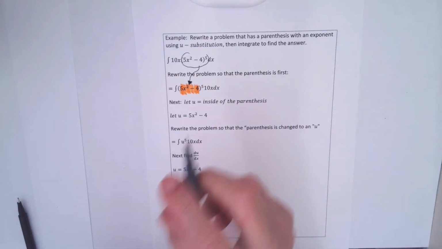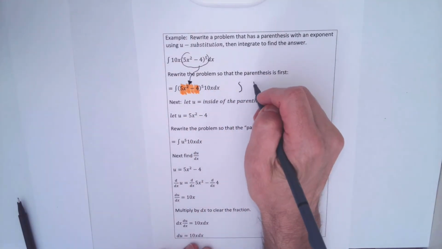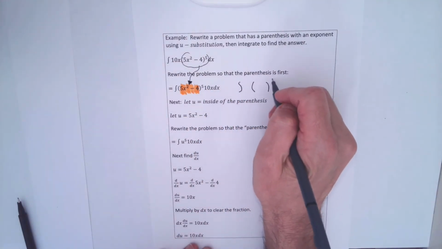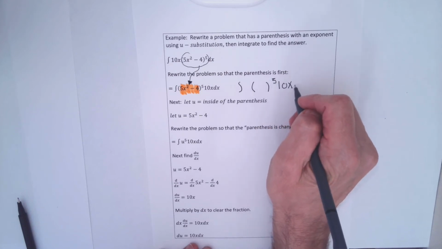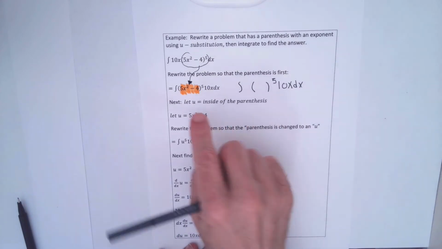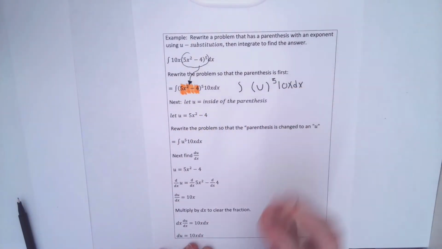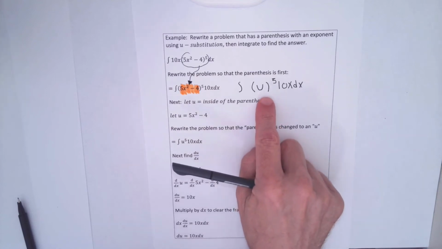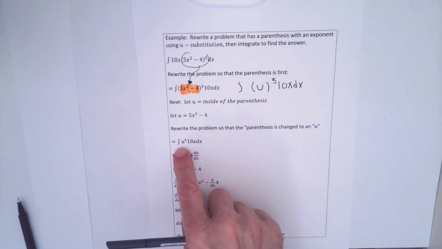Well, now what am I going to do? I'm going to rewrite this problem. Instead of saying (5x squared minus 4) to the 5th times 10x dx, I'm going to rewrite it, but I'm not going to have 5x squared minus 4. I'm going to replace it with u. This makes it so a parentheses isn't necessary. u to the 5th power with or without a parentheses is equal to u to the 5th power.